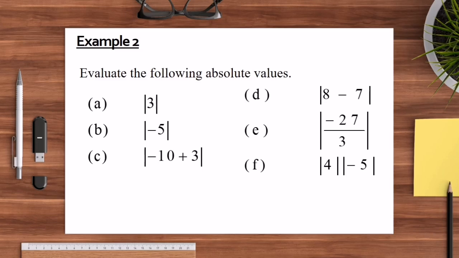Let's look at example 2. Evaluate the following absolute values. Question A, absolute value of 3. For question B, absolute value of negative 5. For question C, absolute value negative 10 plus 3. For question D, absolute value of 8 minus 7. And for question E, absolute value of negative 27 over 3. And the last one, question F, absolute value of 4 multiplied by absolute value of negative 5.